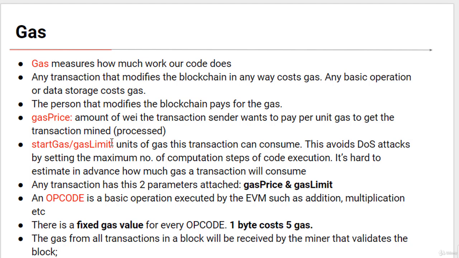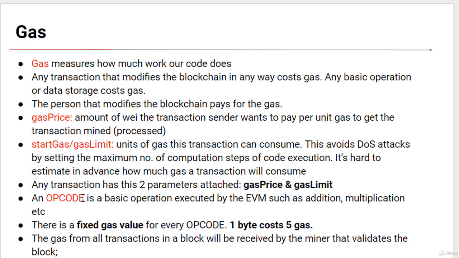Start gas or gas limit represents the units of gas this transaction can consume. This avoids denial of service attacks by setting the maximum number of computation steps of code execution. It's hard to estimate in advance how much gas a transaction will consume.